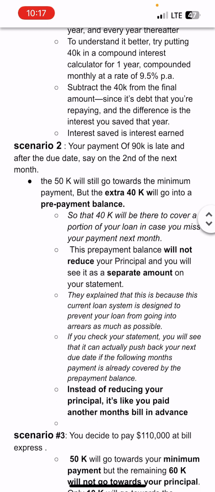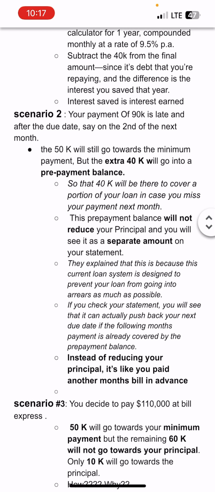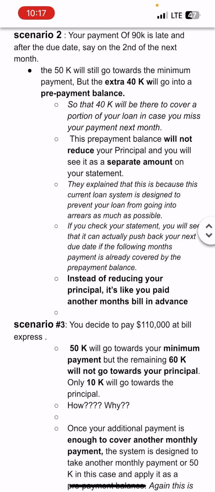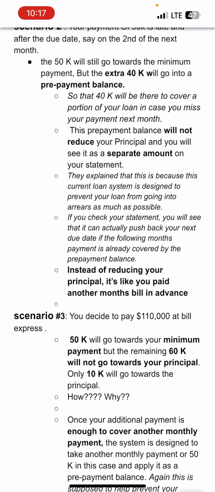So let's say, before we get there, scenario 2, you pay your 90k late. Your due date is the 30th. You pay on the 2nd of the next month. You never remember to pay student loan. Fine, what happens? Your 50k will go towards paying the minimum payment, but the extra 40 is not going to reduce your principal. This time, it's going to go into a prepayment balance. Because guess what? Student loan realize they are missing payments, and they say that the way their system is designed, it's not a manual thing, it's automatic. That extra 40k will now go into your prepayment balance.